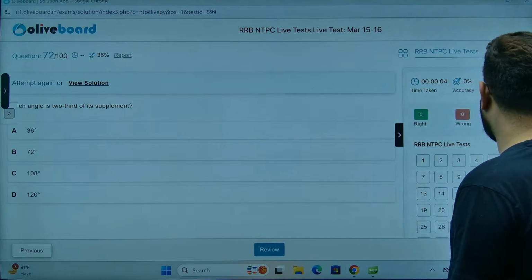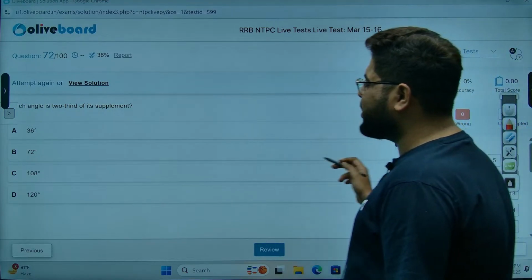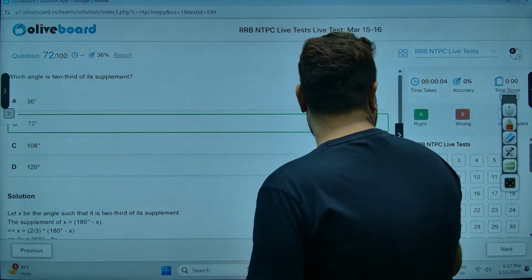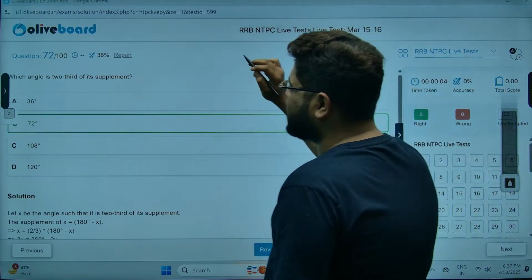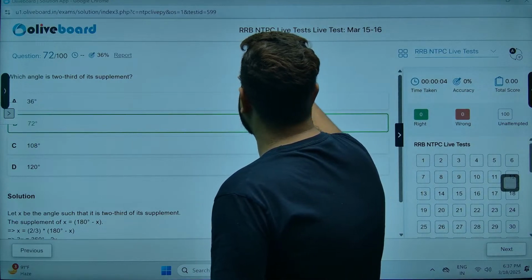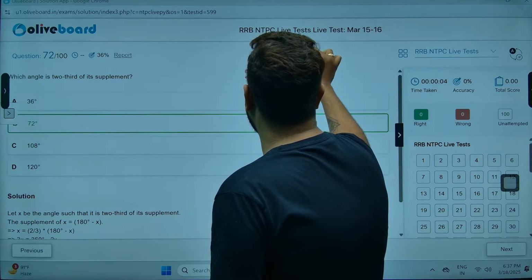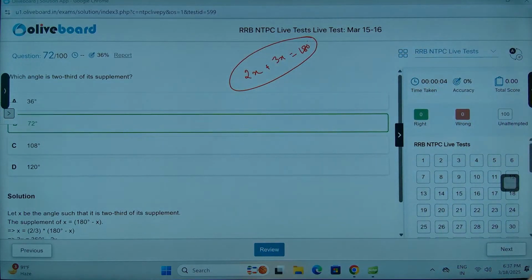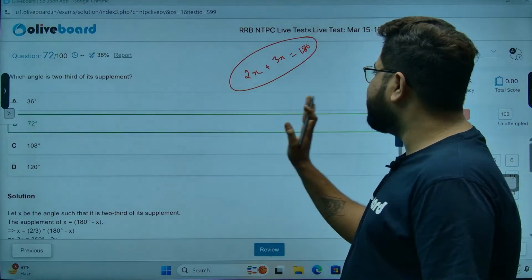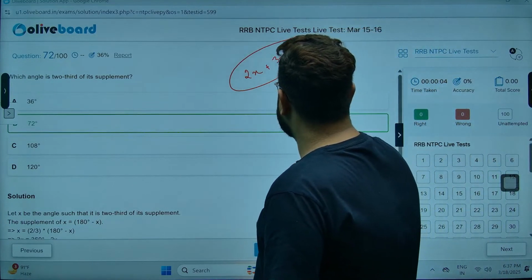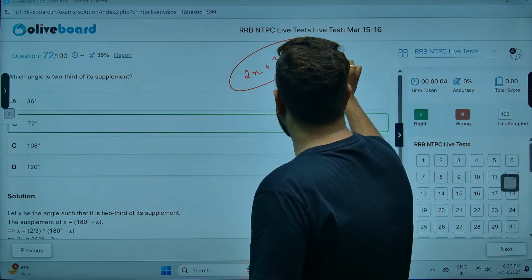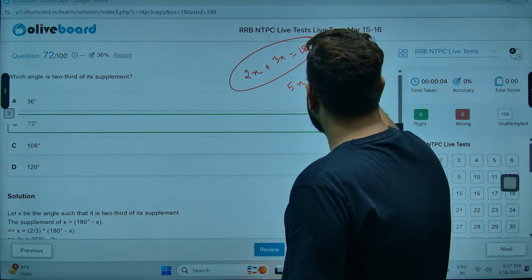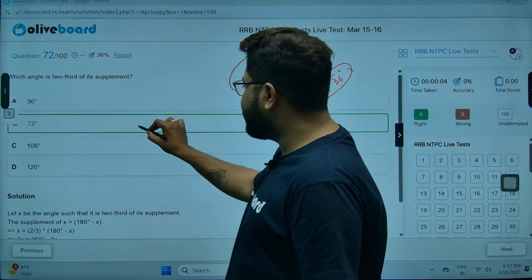Which angle is 2/3 of its supplementary, sir? This angle you should remember, it is 72. And if you do not, again, just do one thing. Sir, one is 2x, another is 3x. Total, sir, supplement means 180. Just go like that. That is the best way to go. So 5x is equal to 180. Sir, every x is equal to 36, sir. So 2x is 72, sir.